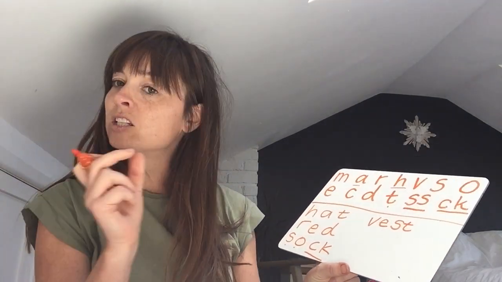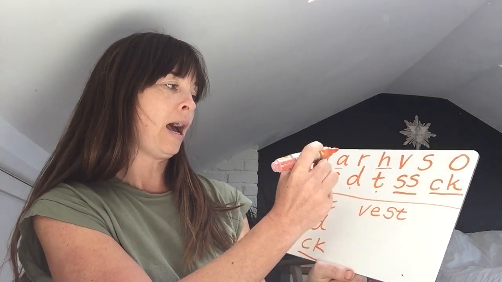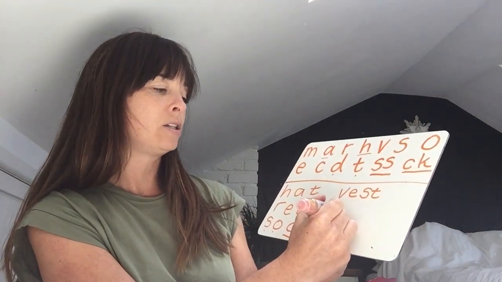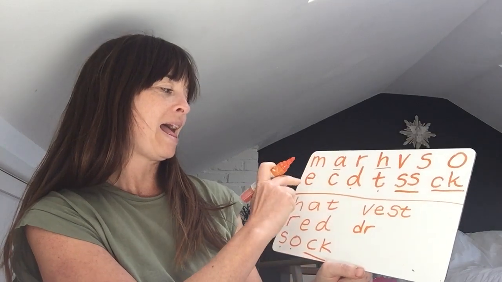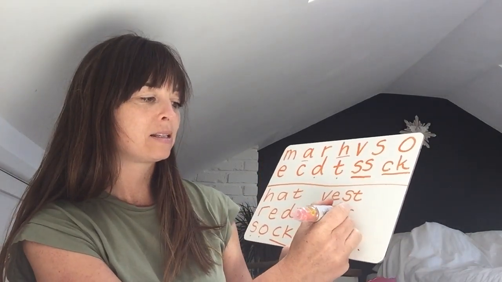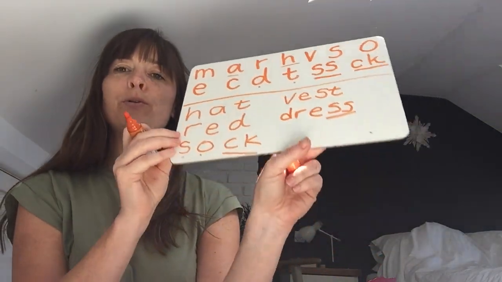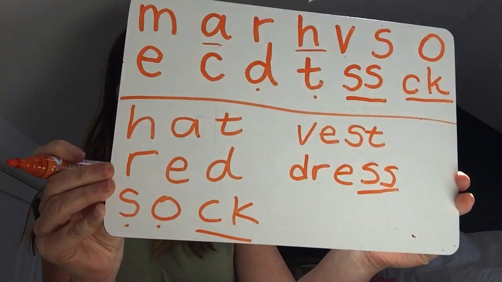Dress. D and R sound dr. It's quite tricky to find that, but it's actually D and R at the beginning. D, R, E, S. Dress. Okay? Pause the video and check that you've got all of those words there.